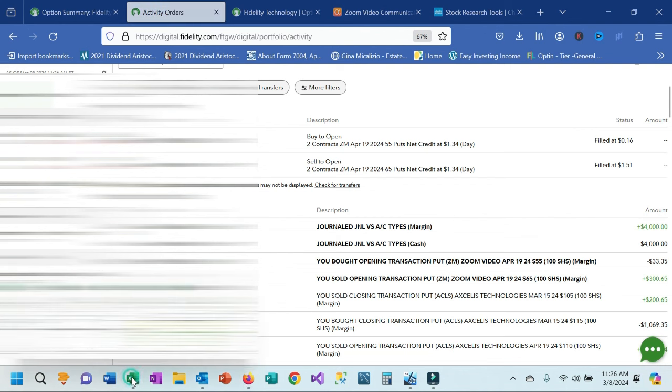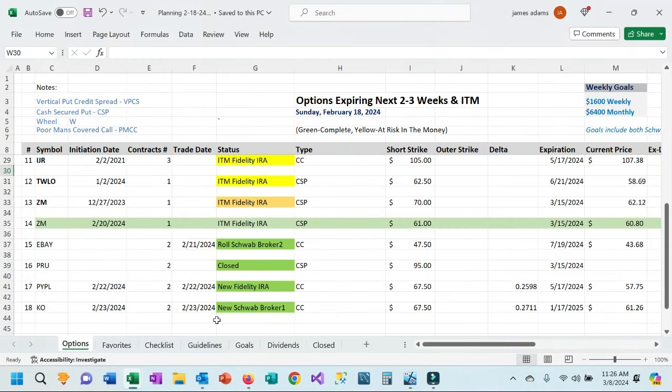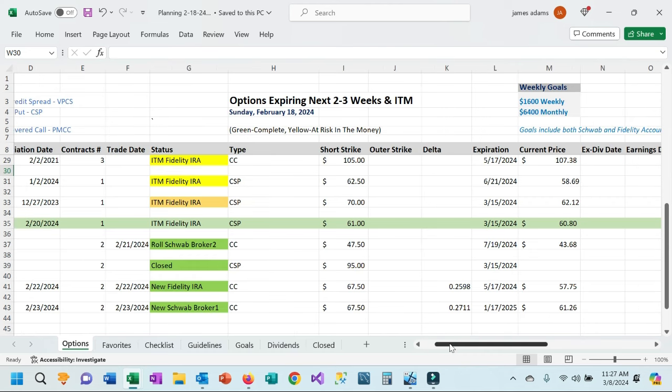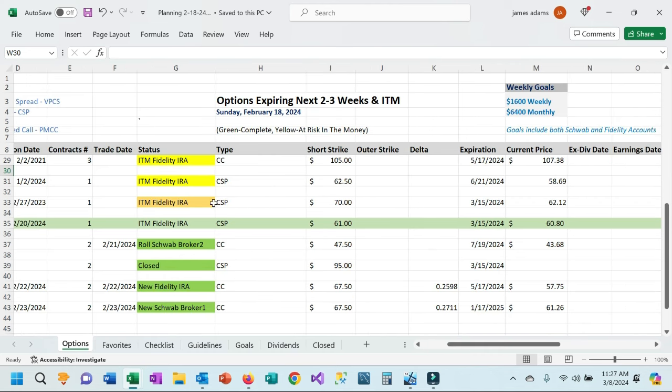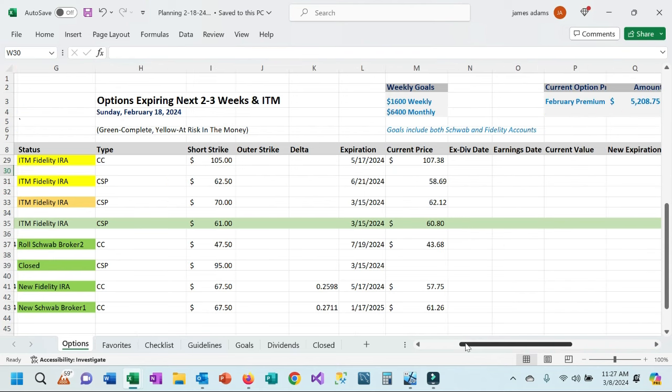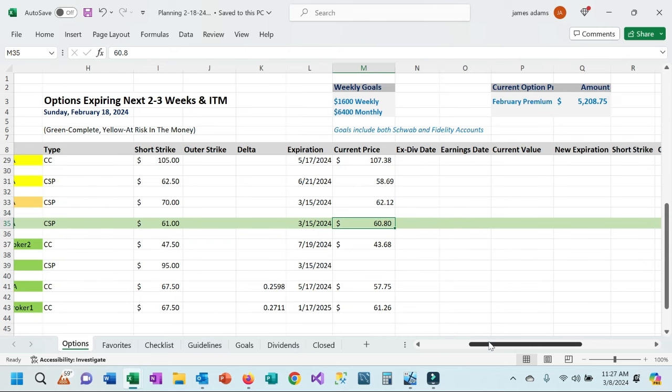Now, if we look at my last trade that I talked about with Zoom, it wasn't as good as the one I just did, but it was a cash secured put, and I did it for a short time frame. I sold it at 61 when Zoom was at 60.80, and I decided to do a trade. I had another one that was deep in the money, and I thought, if I do this one, it will lower my cost basis, and potentially I could own 200 shares.